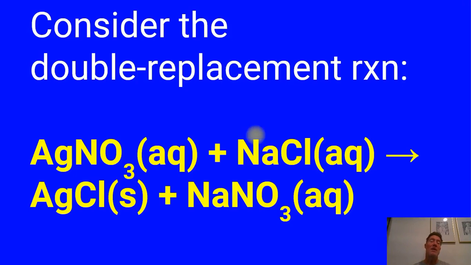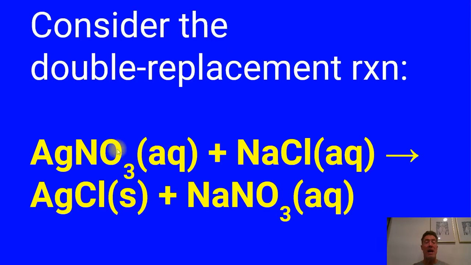So let's look at the double displacement reaction. Silver nitrate plus sodium chloride. Okay, the cations are going to replace each other. So you're going to get silver chloride, a solid that's going to precipitate out, and then sodium nitrate, which is not going to precipitate out. It's going to stay in solution. Now, here's the interesting thing.